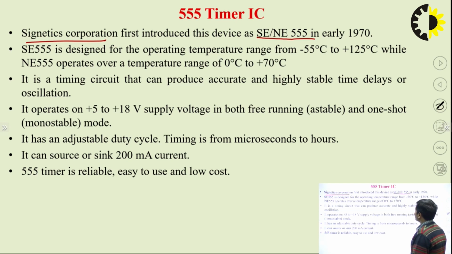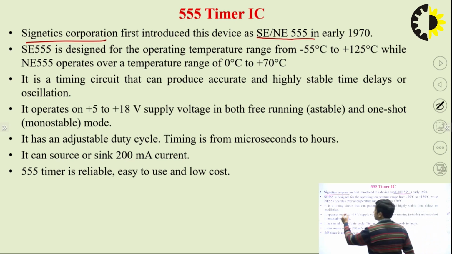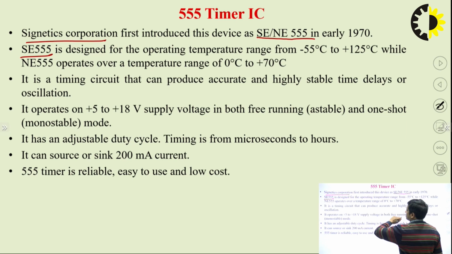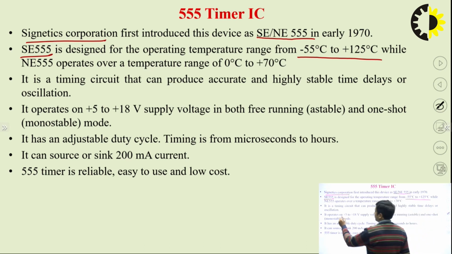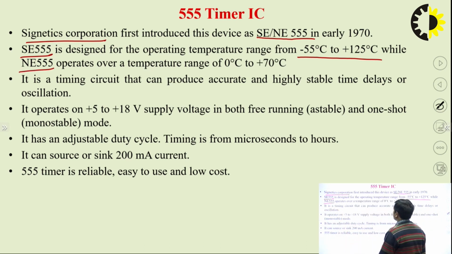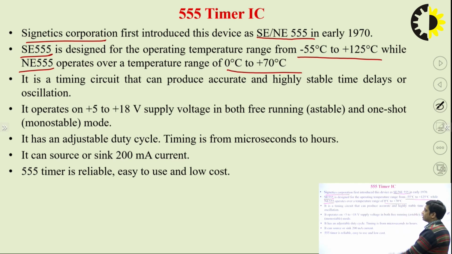So this SE and NE series 555 timer IC have different temperature ranges. For example, SE 555 is designed for the operating temperature range from -55 degree centigrade to +125 degree centigrade, while NE 555 IC operates over a temperature range of 0 to 70 degree centigrade. So both series have different operating temperatures, and we use SE and NE as per the requirement of the application, right?